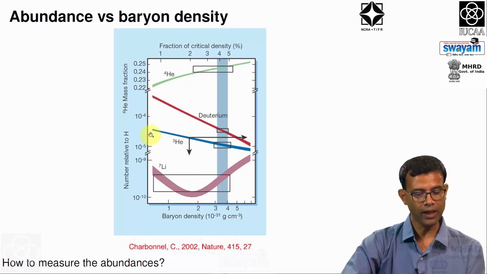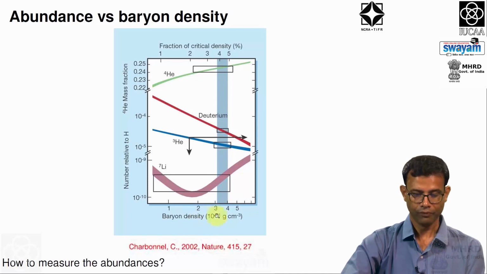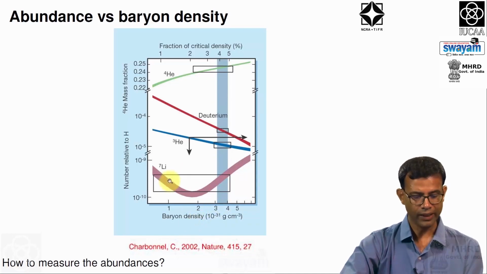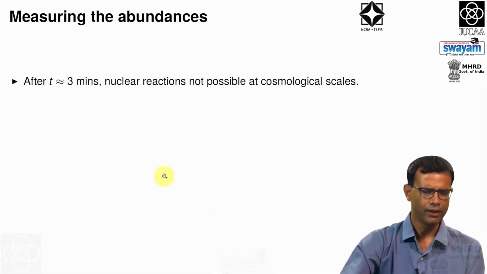We can play the same game in terms of 3He and, for example, lithium, and these boxes show the observational constraints for each of them. Now, suppose we combine all the observational constraints, we see that this shaded region is picked up. Okay. So, that is how the game is played. You can ask the question: how do we actually measure the abundances?